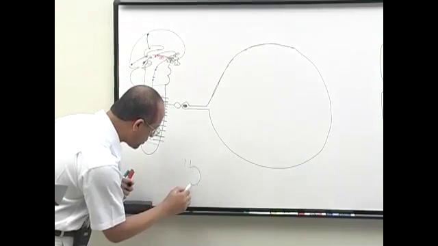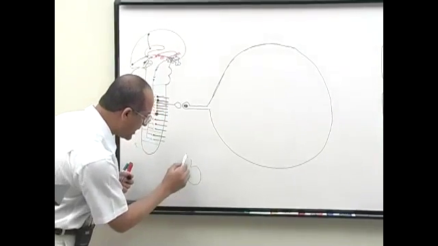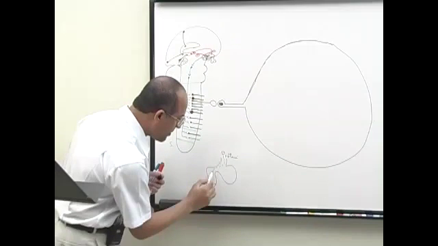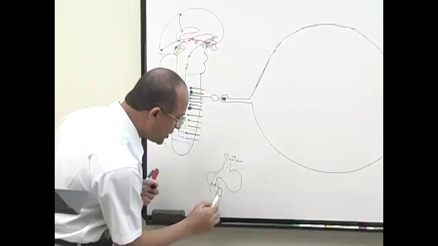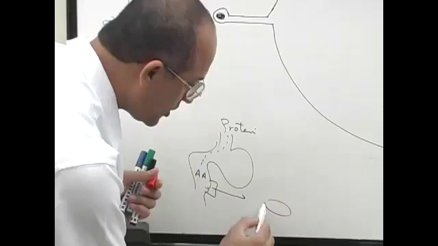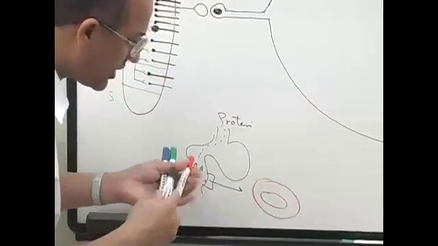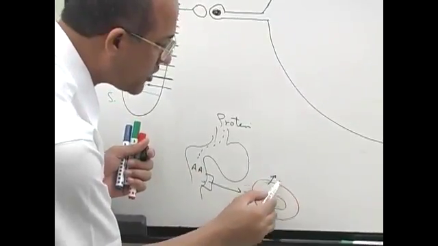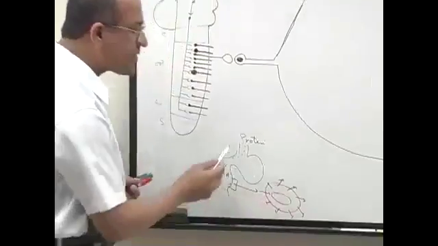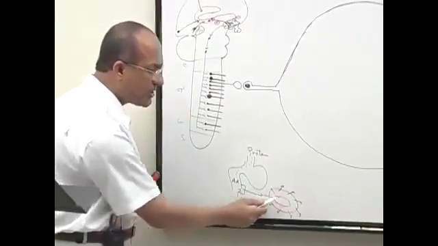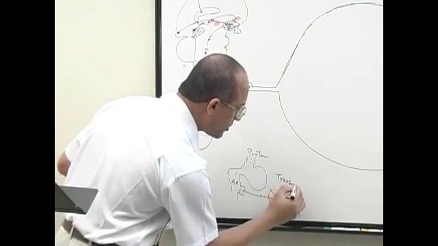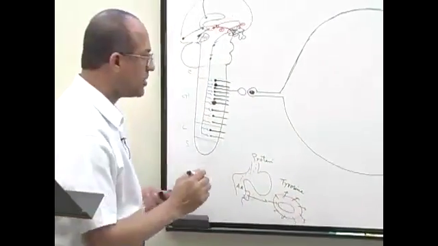From the GIT, of course, you take a lot of amino acids from the proteins you eat. Amino acids are absorbed from the GIT into the general circulation, and then these amino acids are distributed to all tissues in the body. Am I right? One of the amino acids absorbed from the GIT is tyrosine.